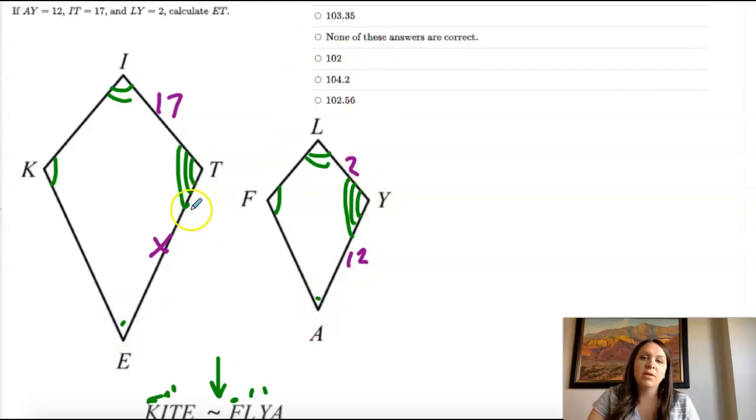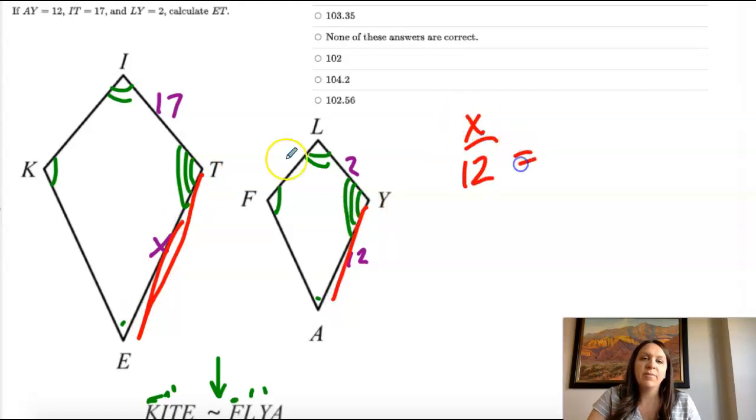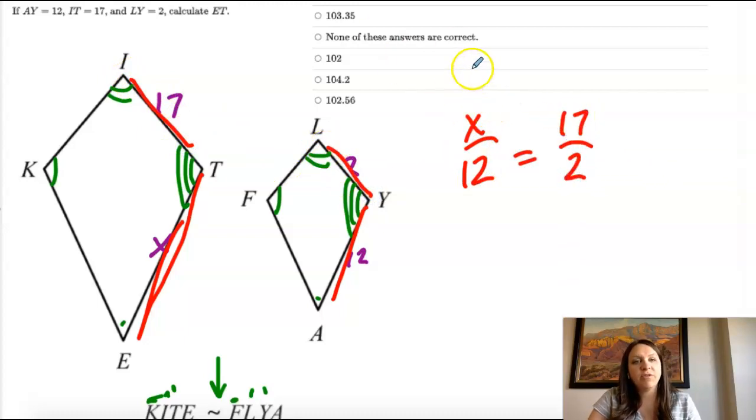Okay, so I'm going to start with X. X goes with 12. As 17 goes with 2. And again, just notice that over here, those are both the same side, and these are both the same side. But the X and the 17 come from the left, and they're both on the numerator. The 12 and the 2 are both on the right, and they're on the denominator.